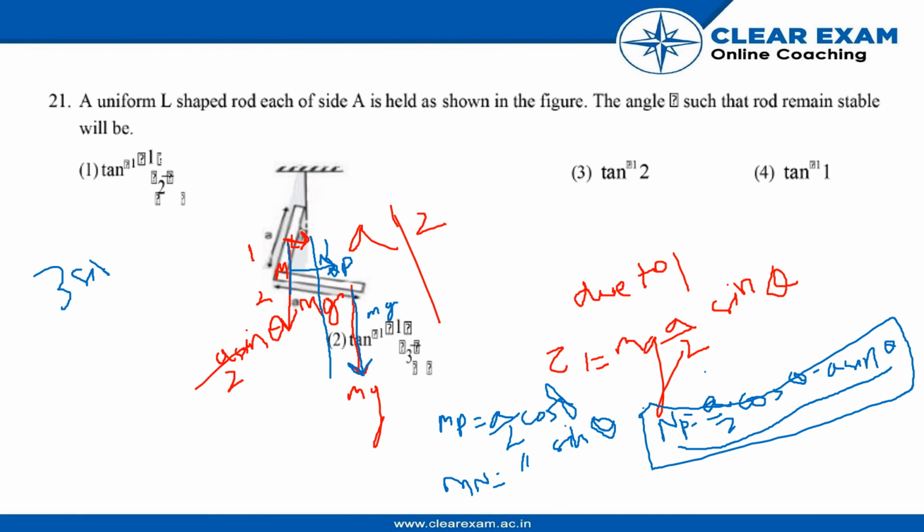We will get 3 sine theta by 2 equal to cos theta by 2. So here also 2 will get cancelled from the denominator, cos theta by 2. Now it will be tan theta equal to 1 by 3.